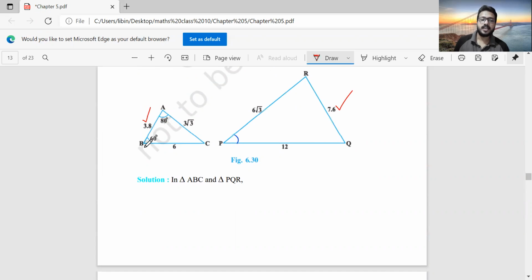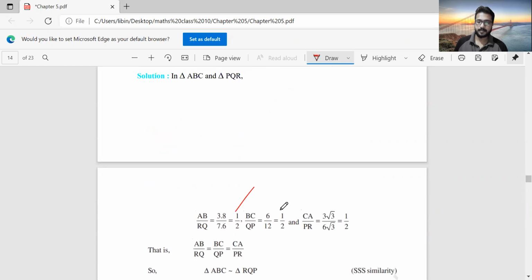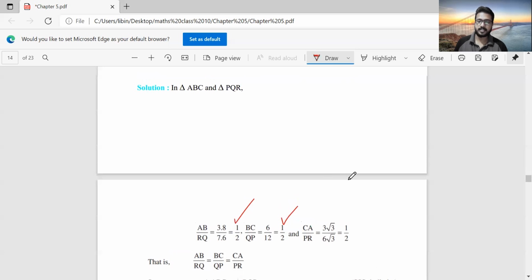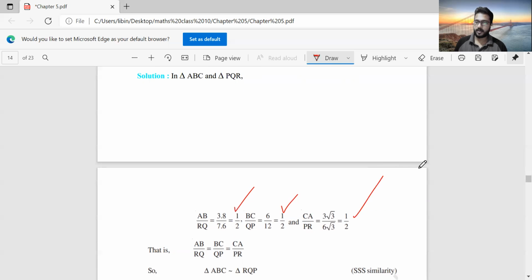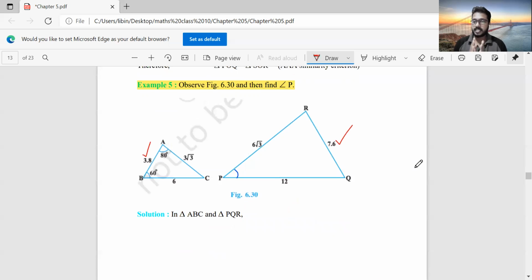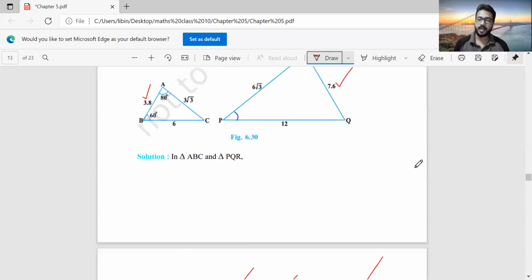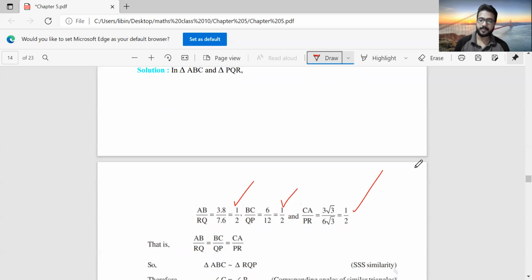Okay. Now let us see the side BC. It is the base. So BC divided by PQ is equal to 6 by 12. It is also 1 by 2. Now, finally, let us see CA. CA divided by PR is 3 root 3 divided by 6 root 3, which is also 1 by 2. So, by using the side criterion, we have just proved that these two triangles, ABC and PQR, are similar.